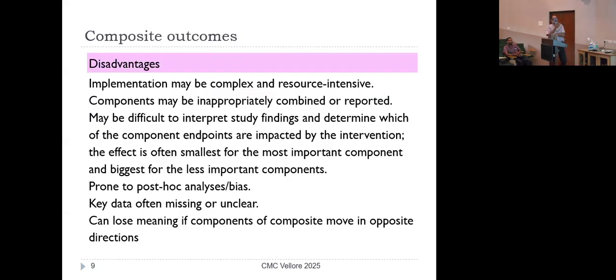You may have that the effect is often small for the most clinically important and biggest for the less important components. So it's prone to post hoc analysis. They do bias, and key data are often missing or unclear. And so what if it helps? Some of the components it helps, and some of the components it doesn't help, and it goes in the opposite direction. So there's complications on this. But from a statistical standpoint, survival analysis is just because it's time to the composite occurring. Very simple. Everything we've done on survival analysis applies to all of this. They're exactly the same.